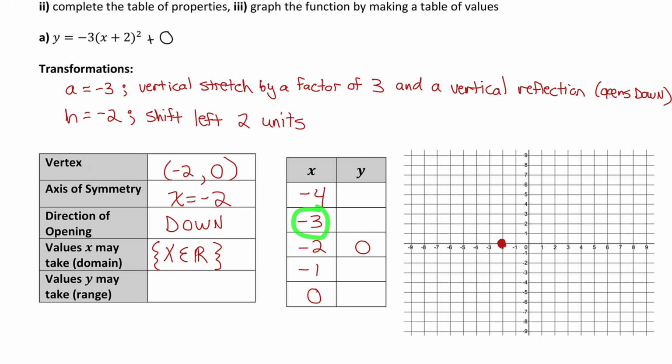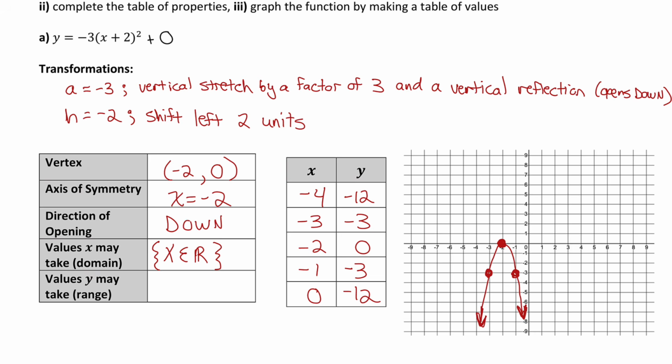If I sub in -3 in for x, I would calculate the y value to be -3. And if I sub in -4 for this x value, I get a y-coordinate of -12, which doesn't fit on my graph, but that's okay. And then subbing in -1 and 0 for this x value, you're going to see that I just get these two y values repeated again. And that's because parabolas are symmetrical on either side of the vertex. So if one to the left of the vertex, we have a point that's at a y value of -3, then one to the right of the vertex, there's going to be a point at the exact same y value. And then I can connect these.